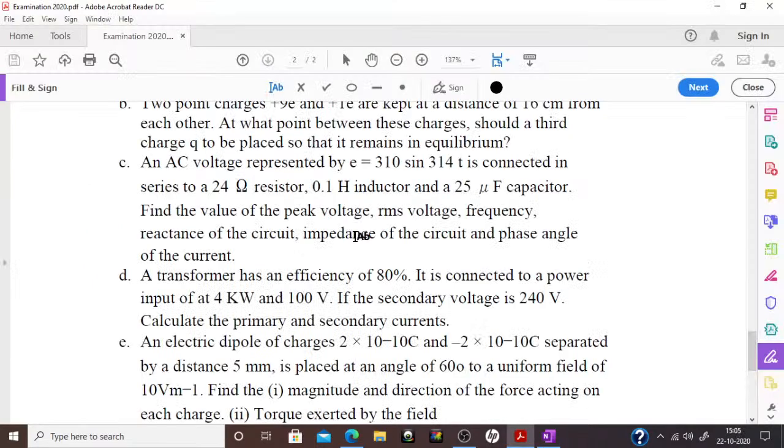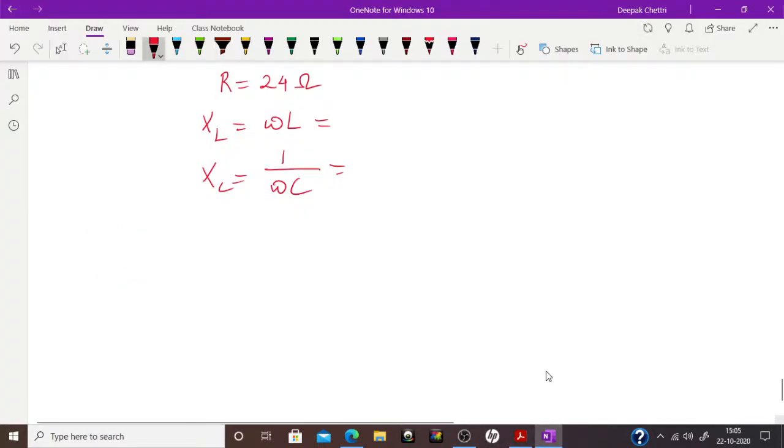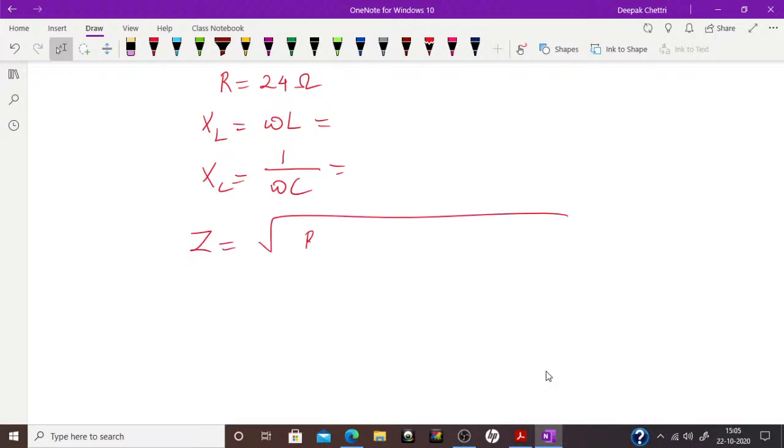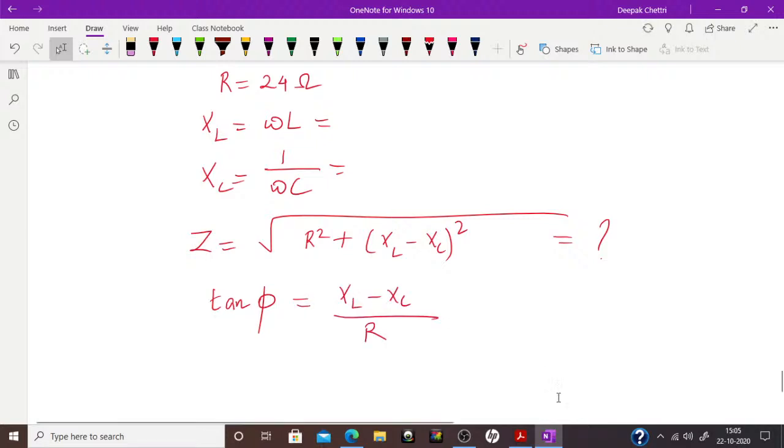Okay, and last one is impedance. Impedance is the total resistance in the circuit. The formula is the square root of R square plus XL minus XC whole thing square. So if you get the values from here, put them here, you will get the answer. And last one is phase angle. Phase angle is phi, and the formula is tan phi is equal to XL minus XC divided by R. Again put the values, you will get the answers.